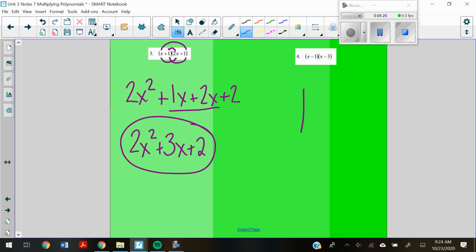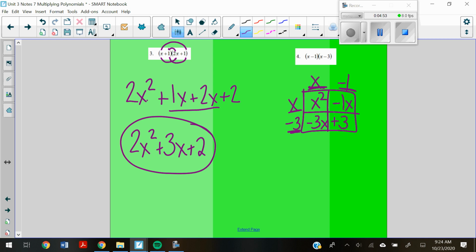All right, I'm going to do box method with my next one. So I have x minus 1 and x minus 3. Now, somebody might be thinking, does it matter which one I put where? It doesn't. You could write x minus 1 down and x minus 3 on top. Those will both work. All right, so x times x, we get x squared. X times negative 1, so negative 1x. X now on the top times negative 3, so negative 3x. And then my constants, negative 3 times negative 1, turns into a positive 3.